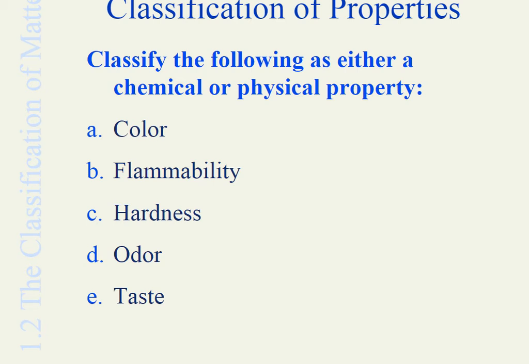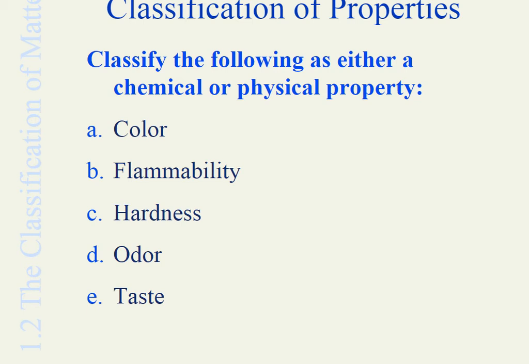So, observing a color, or the color of something. Water is colorless, for example, liquid oxygen is blue in color. Iron, when it rusts, forms rust, which is reddish brown in color. Is that a chemical property or a physical property? Pause the video and make your choice.